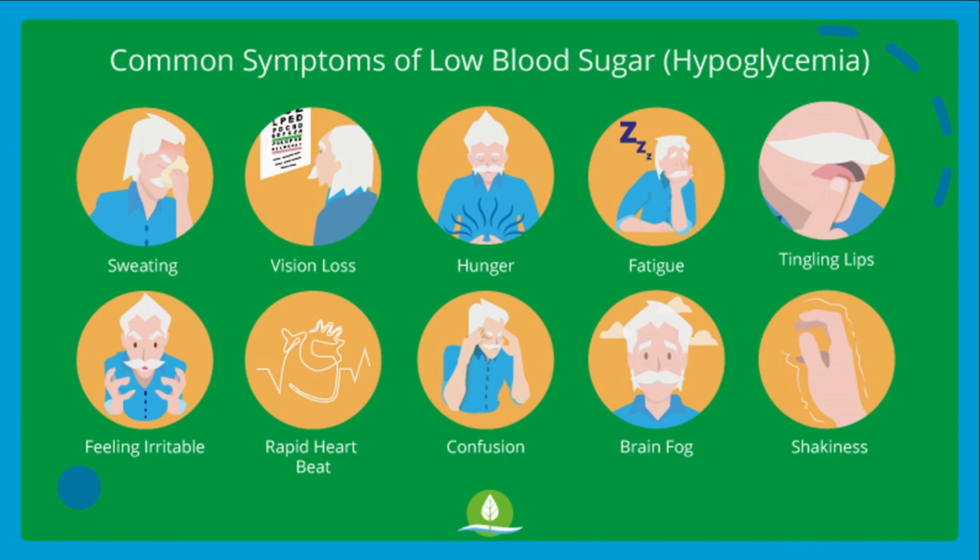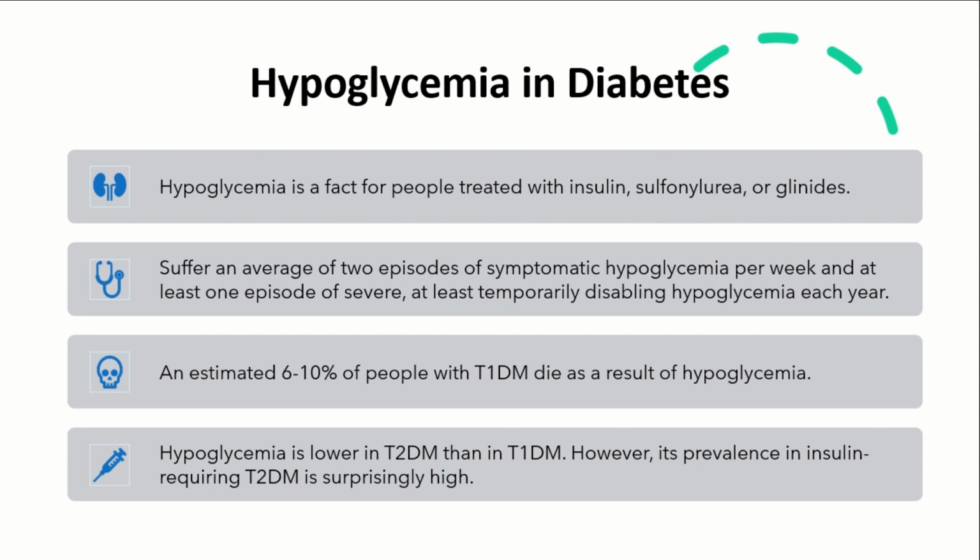Hypoglycemia in diabetes. Hypoglycemia is a fact for people treated with insulin, sulfonylurea, or glinides. They suffer an average of 2 episodes of symptomatic hypoglycemia per week and at least 1 episode of severe, at least temporarily disabling hypoglycemia each year. An estimated 6 to 10% of people with type 1 diabetes die as a result of hypoglycemia.